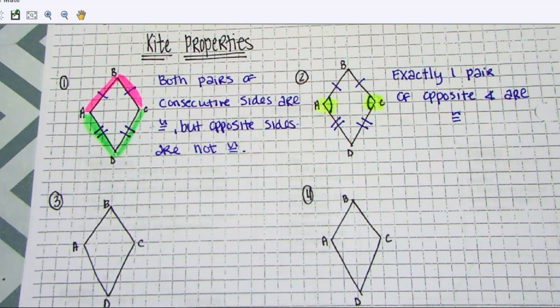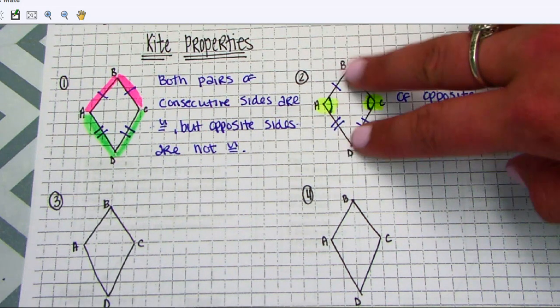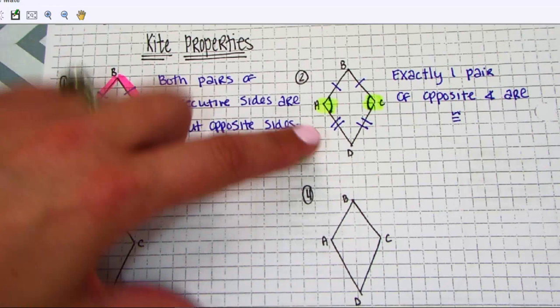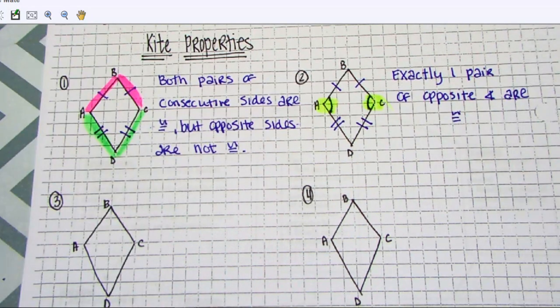Those won't be the same, because these side measurements are different, so that's going to make the angles different. Whereas these, they each have 1 bar and 2 bars, making them the same.